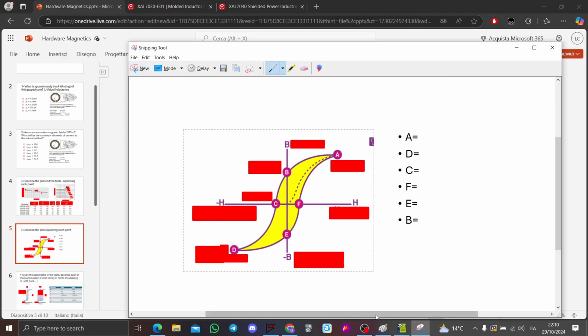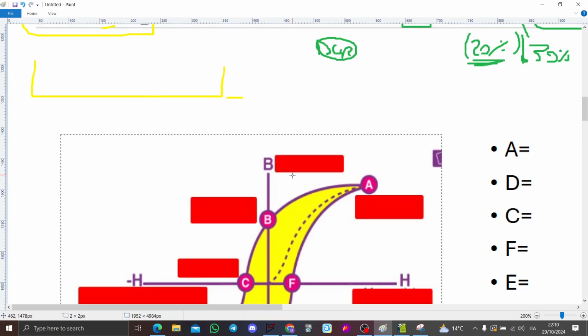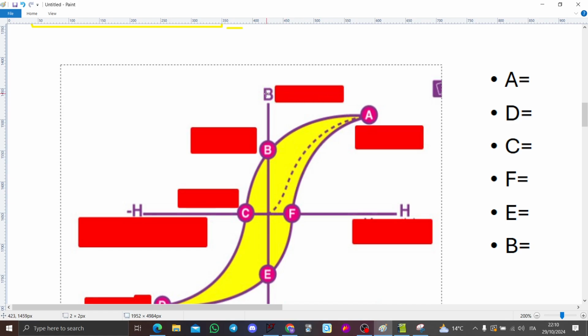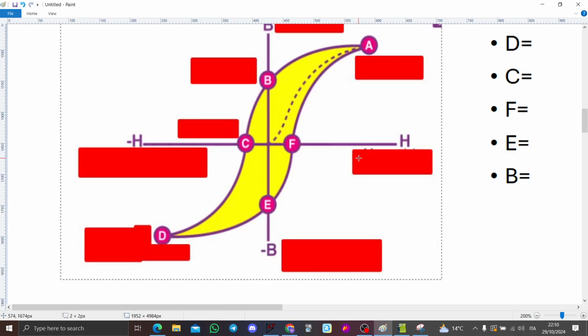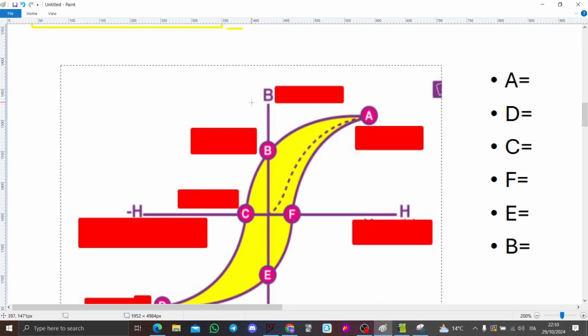Let's take this and let's put it on Paint. They even obscured the name of the graph here. So they even want you to know what is B and what is H. Okay, so basically here, B is the flux density, guys. It's the flux density, and H is the magnetomotive force. Is the magnetizing force.